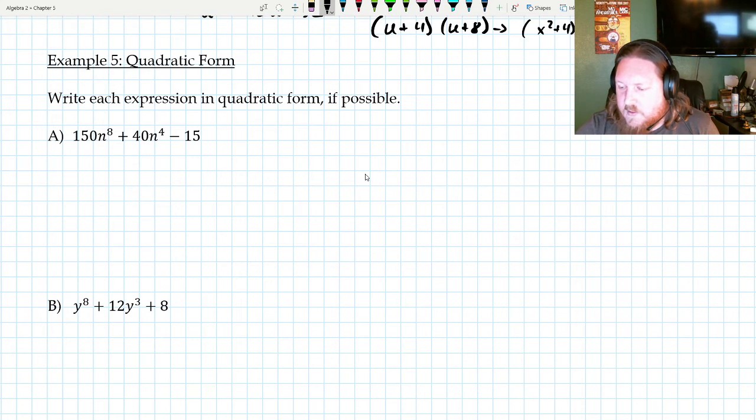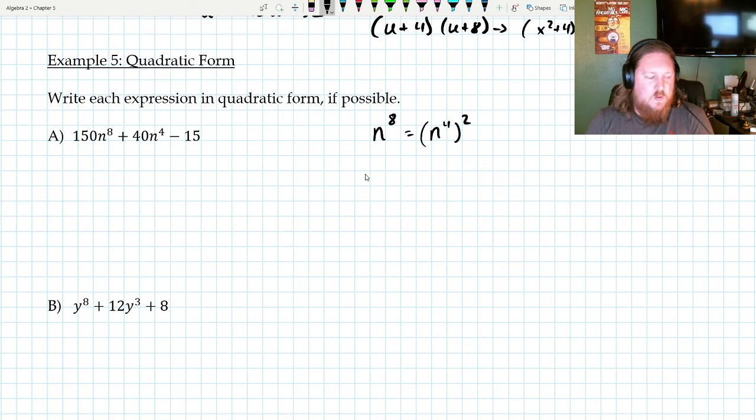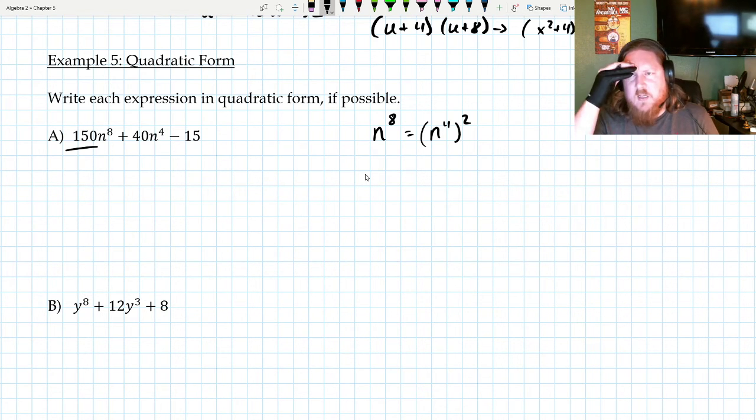So one thing that I always like to start with is take a look at the highest degree there, n to the 8. How can I rewrite this so it's something squared? Well, it would need to be n to the 4 squared, right? So that's a big first clue to it. The only other clue that might matter is if there's some sort of coefficient. So I'm going to take a look at the 150 and think, is there any number in there squared that would go into it evenly? So I'm looking at perfect square factors of 150.